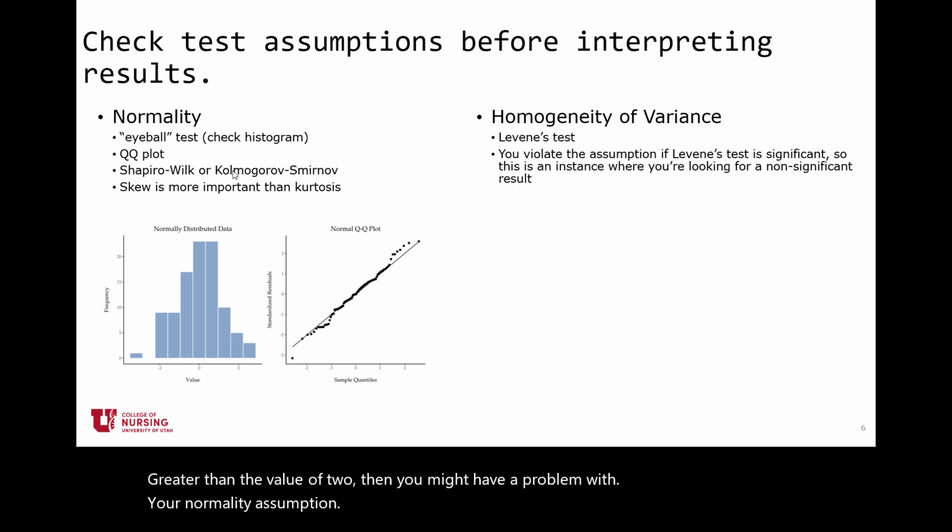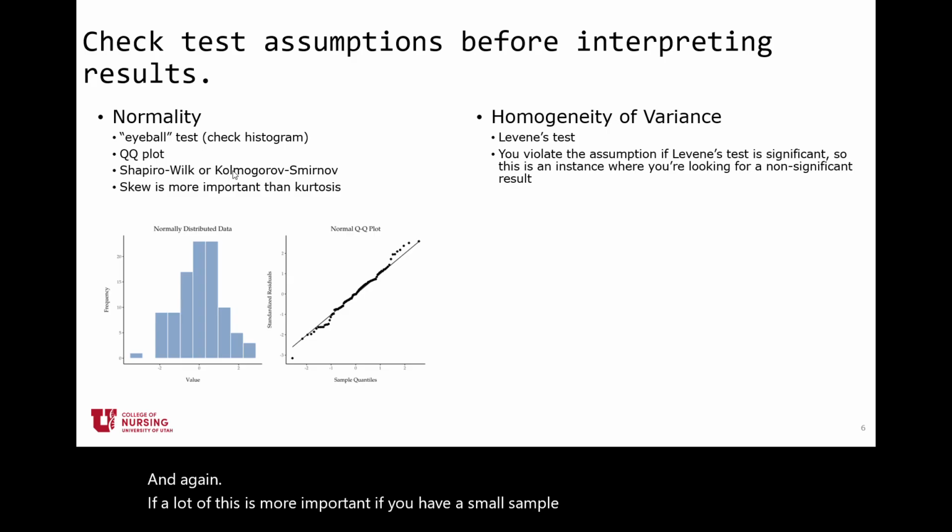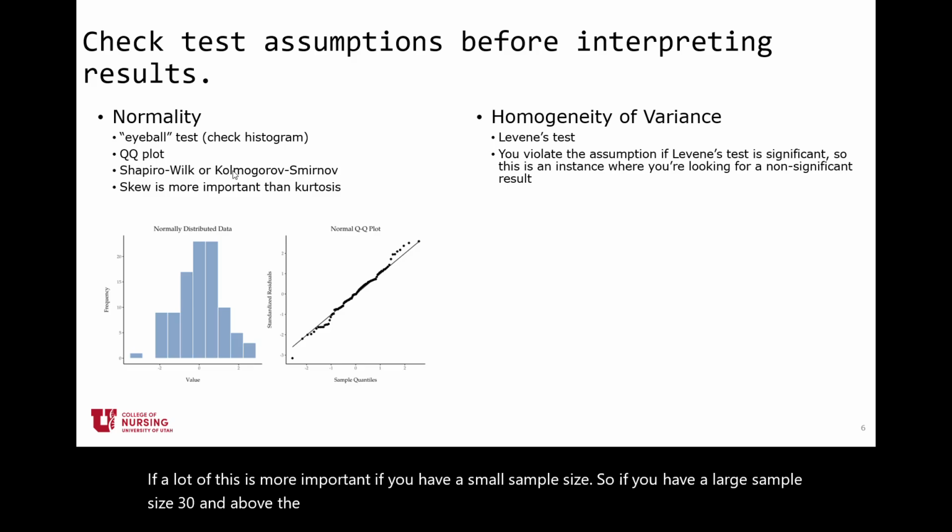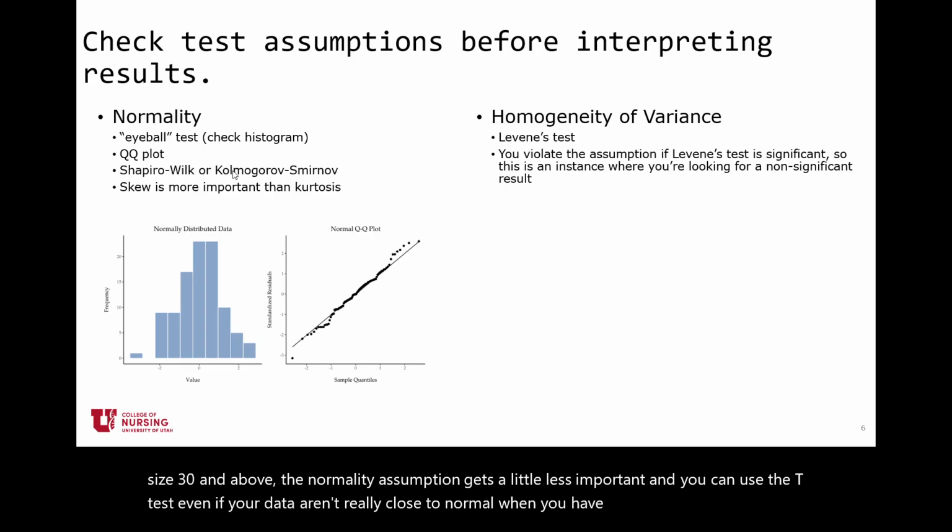And again, a lot of this is more important if you have a small sample size. So if you have a large sample size, 30 and above, the normality assumption gets a little less important, and you can use the t-test even if your data aren't really close to normal when you have large sample sizes.